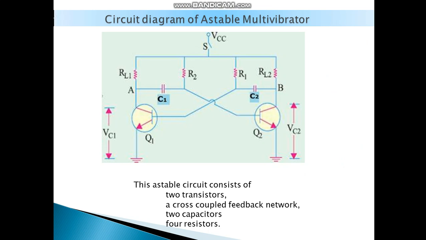This is a circuit diagram of the astable multivibrator. Here there are two transistors Q1 and Q2. These two transistors are identical. That is, when Q1 is on, Q2 automatically will be off. When Q2 is on, Q1 will be off. And R1, R2 are the voltage divider circuit and C1, C2 are the capacitors. This circuit consists of two transistors, a cross-coupled feedback network, two capacitors and four resistors.